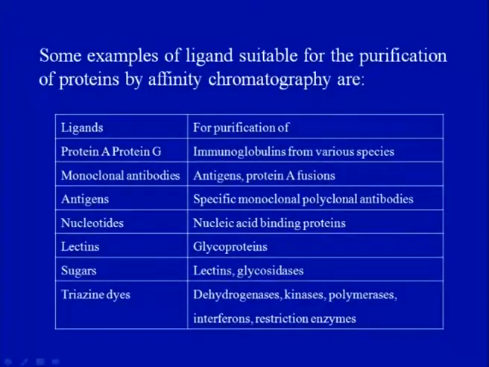Some typical examples of ligands suitable for the purification of proteins by affinity chromatography are, as you can see on your screen, protein A or protein G, which could be utilized for immunoglobulins, monoclonal antibodies for different kinds of antigens, nucleotides for nucleic acid binding proteins, lectins for glycoproteins, and sugars for lectins and glycosidases. Likewise, you can use a lot of different combinations. So, one was specificity, which is very important.